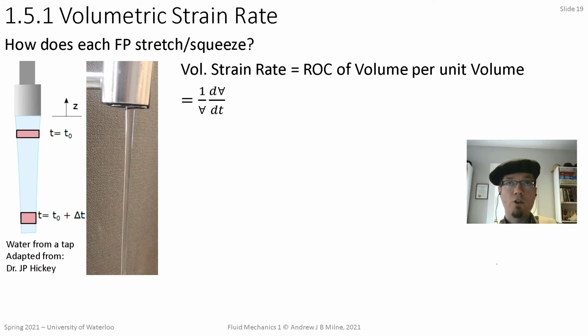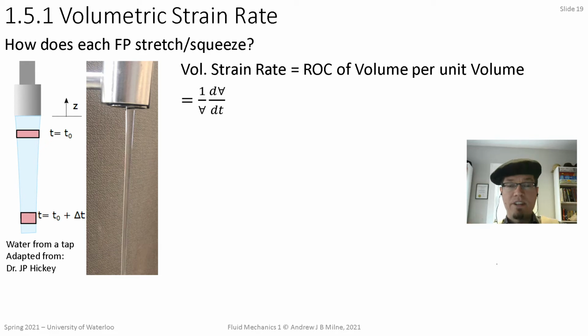So, volumetric strain rate. Volumetric strain rate is to do with how each fluid parcel stretches or squeezes. So it's very much rectilinear motions that wouldn't distort the shape of the square from a rectangular shape. Wouldn't turn it into a parallelogram, for example. It would keep the angles at right angles.